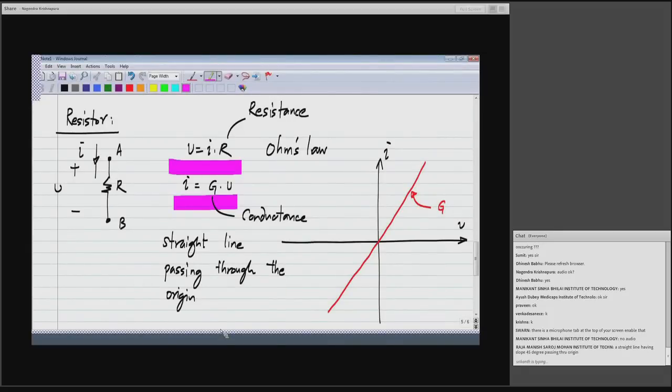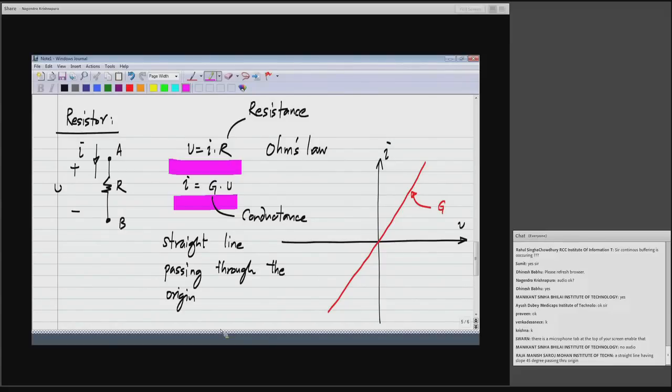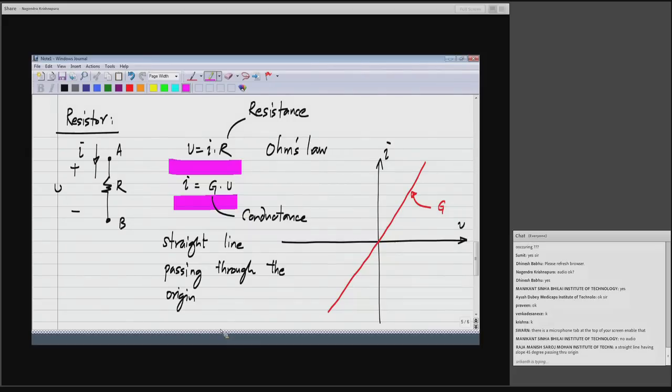Now there is some comment in the chat window. Somebody said that it's a straight line passing through the origin with 45 degree slope. Okay. Now here you have to understand that the x-axis and y-axis have different dimensions. So measuring the slope as 45 degrees has no meaning. Okay. That will be meaningful only if they have the same dimensions. Then you can say the slope is unity. In this case, the slope is in conductance, which has some dimensions.